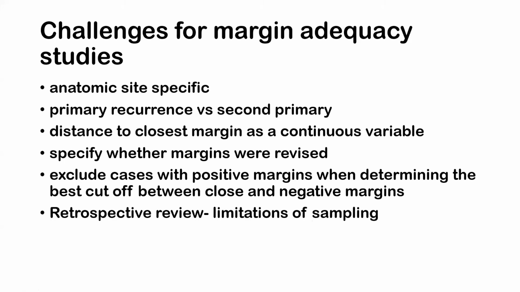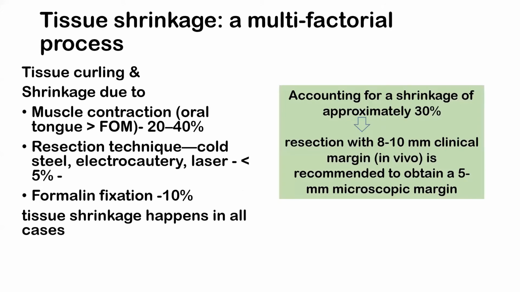And we still don't have an absolute cutoff which is clinically significant, because it is quite challenging to do these kind of margin adequacy studies, because these need to be anatomic site specific. You have to exclude confounding factors like primary recurrence versus second primary, and it is a continuous variable, the distance to the closest margin. And all these studies are mostly retrospective, and there are limitations of sampling. And also the ultimate goal with which the clinical significance or outcome is correlated is the local regional recurrence, and that is confounded by treatment as well, administration of adjuvant treatment. So it is still a work in progress.